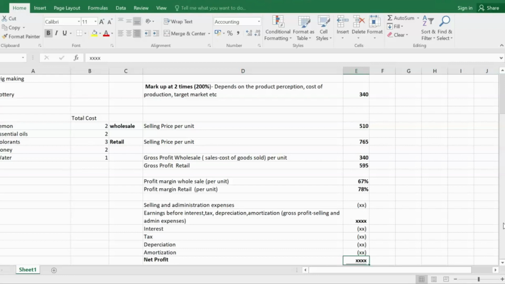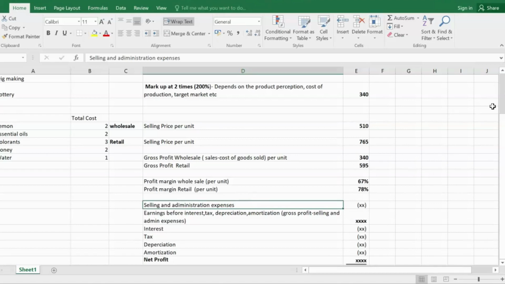And so, just a little clarification, in the selling and administration expenses, we have things such as marketing, advertising, those expenses that have been put into place to make sure the product gets to the consumer. It could be courier, branding, delivery fees, all those things. So I hope this helps and you will be able to determine the selling price for your product.